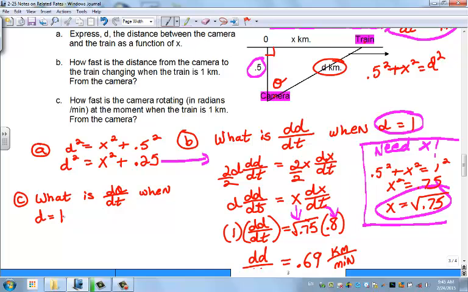Well, what is something we could use to find a relationship between theta and d? Well, we have the adjacent side to theta, pardon me kids, is 0.5, and then d is the hypotenuse, right? So which trig function relates adjacent and hypotenuse? Well, that would be cosine. So we're going to say cosine theta equals the adjacent side, which is 0.5, over the hypotenuse, which is d.